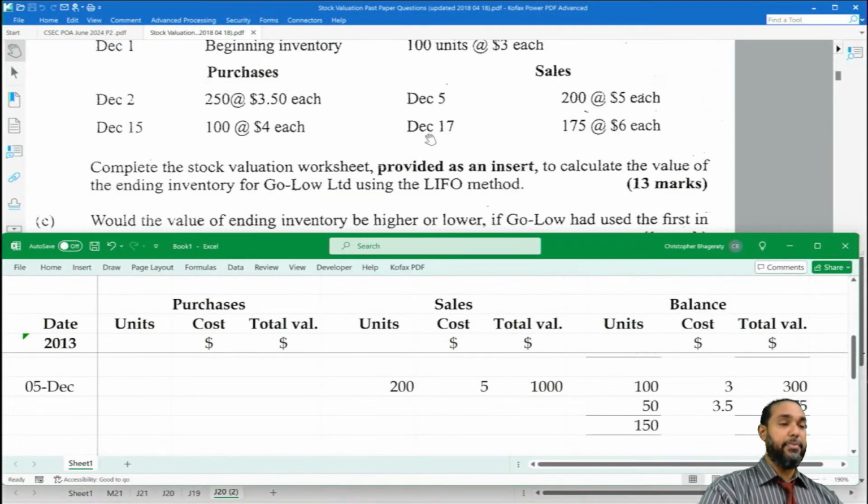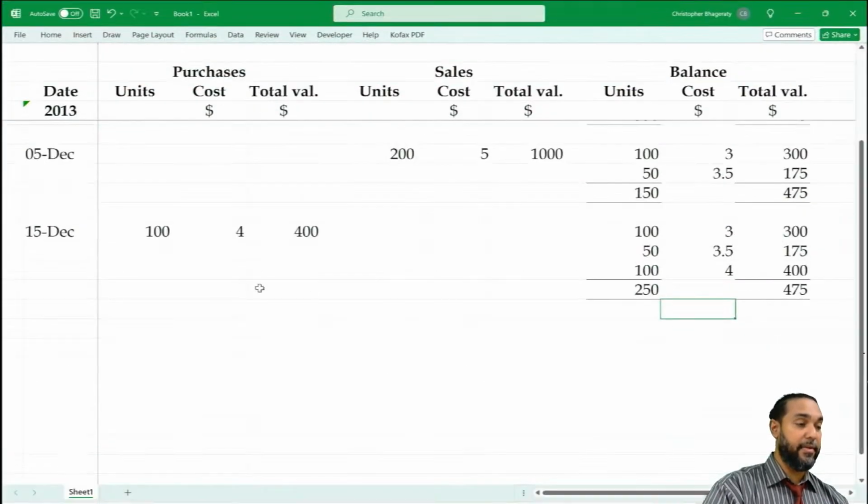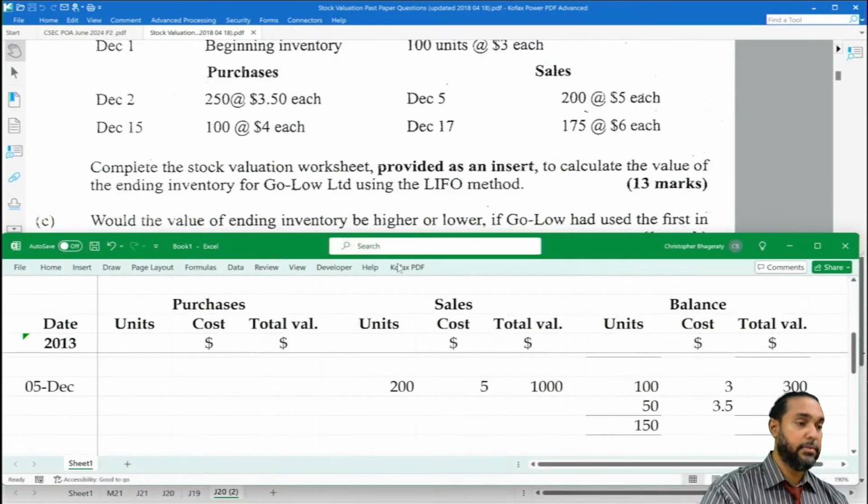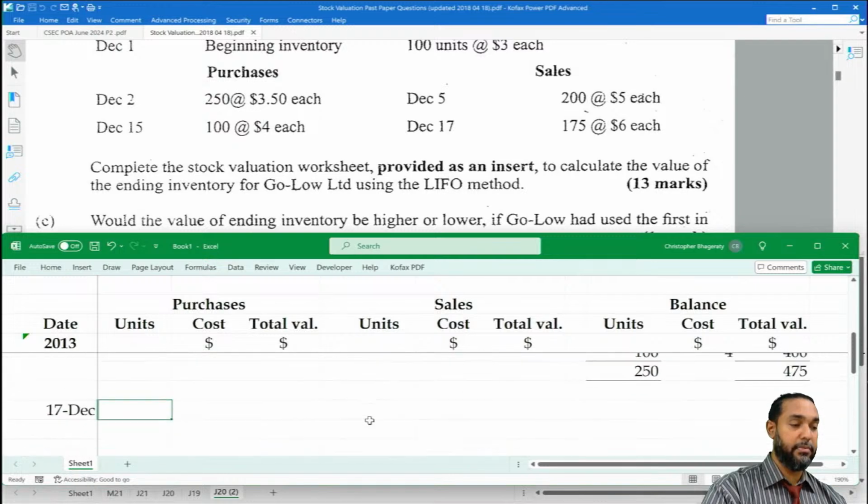Now, on the 17th, we sell 175 at 6. On the 17th, sorry, we have a next sale, 175 at 6. Okay, cool. So 175 at 6.